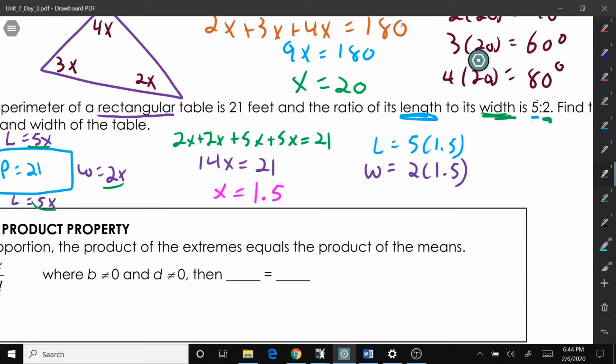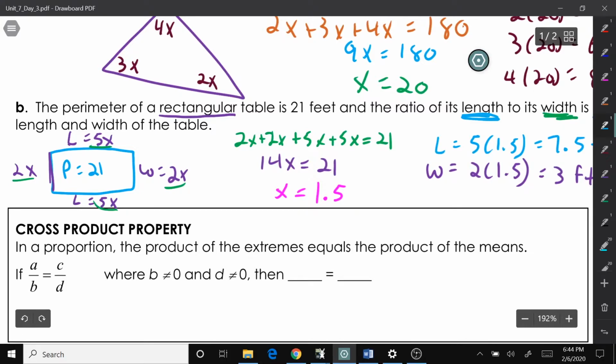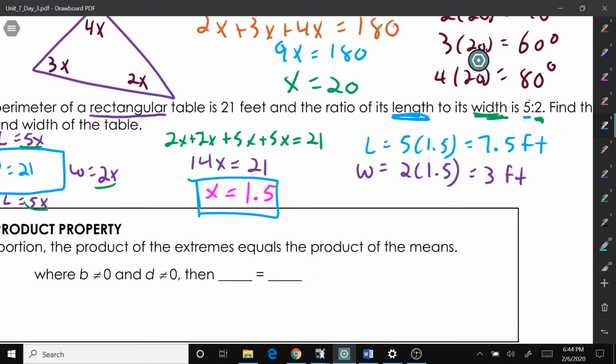So we type those into the calculator. The width will give us 3 feet, and the length will give us 7.5 feet. So what we did, to kind of recap, we drew a picture, and then we found the scale factor of 1.5, and then we plugged that back in to find out the lengths of the length and width of the table.